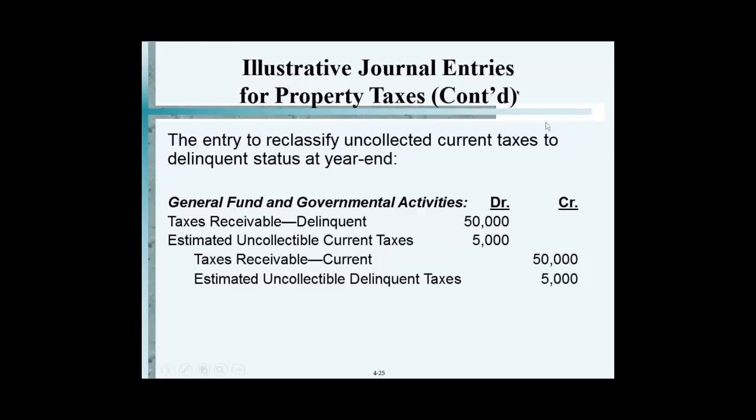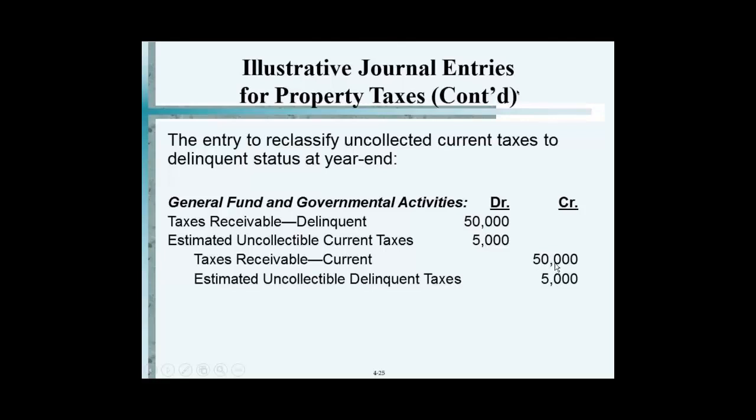Do you remember this from anywhere? This line? That was at the very beginning, right? Estimated uncollectible, we did that at the very start. Look at what they do. It becomes from current to delinquent, because by the end of the year, you haven't received those taxes, so they become from current to delinquent.